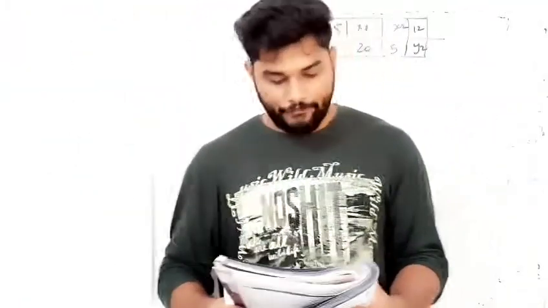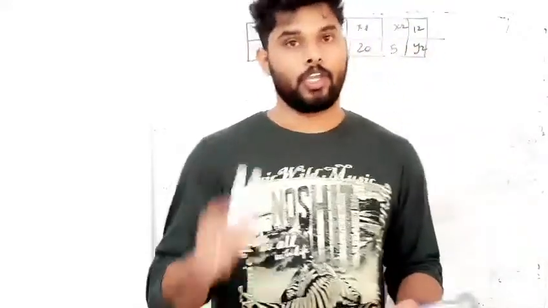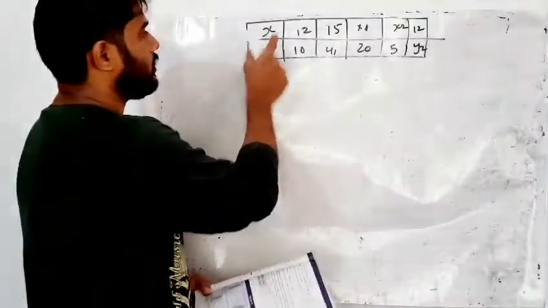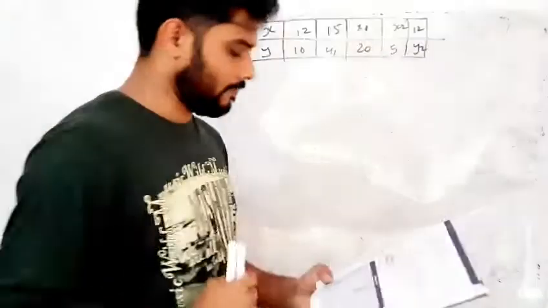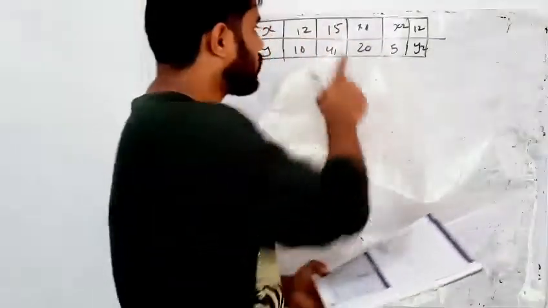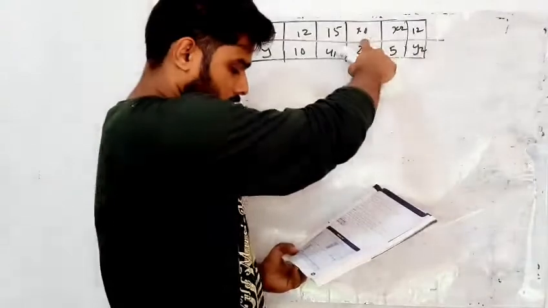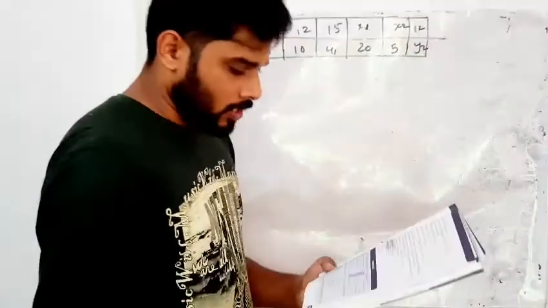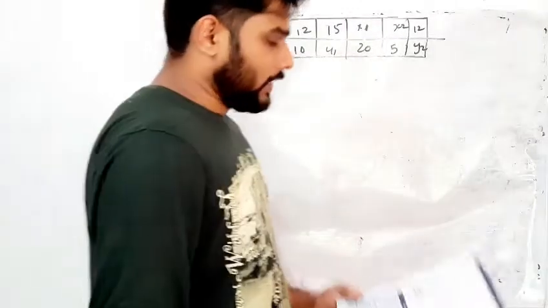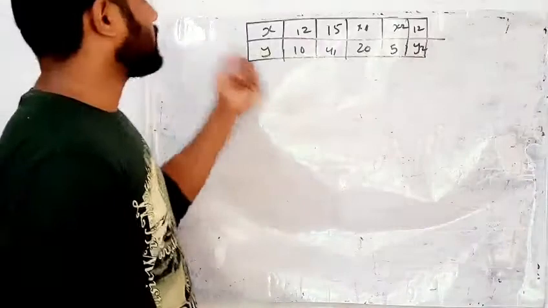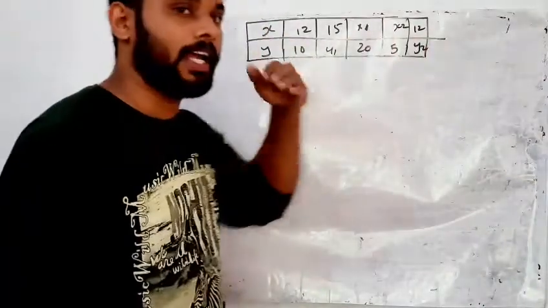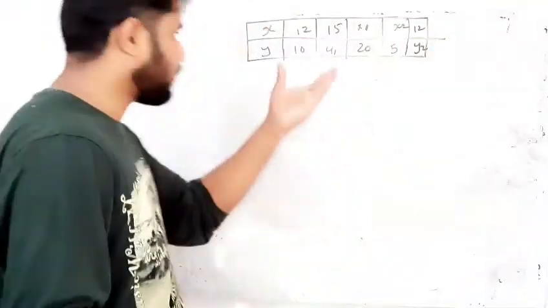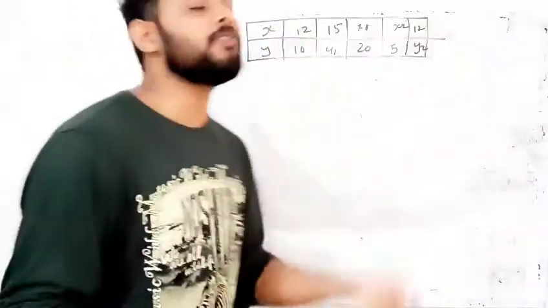Clear? Exercise 11.2, question number 2. The question is, if x and y vary inversely, find the values of x1 and x2, y1 and y2, and complete the table given below. That's our question. Already in this question they said x and y are varying inversely. So now we can understand these variables are in inverse proportion.